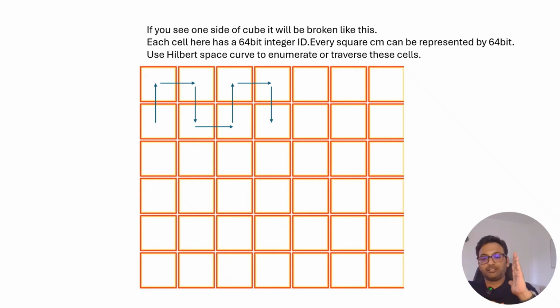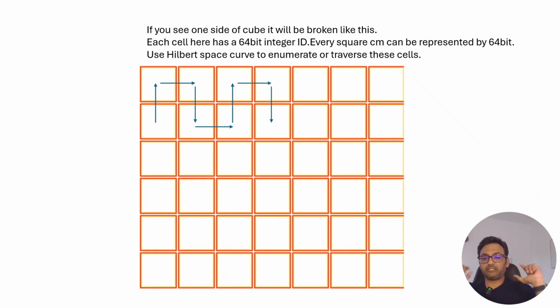So if you look at the cube face, it will look like this: that entire cube has small cells broken out, and each cell we broke in the S2 library. We gave each cell a 64-bit integer ID. Using a 64-bit integer ID for each cell, we can break the entire space down to a square centimeter. So for each square centimeter of space on Earth, we can create a single cell and give it an ID. That 64-bit integer ID will support it.